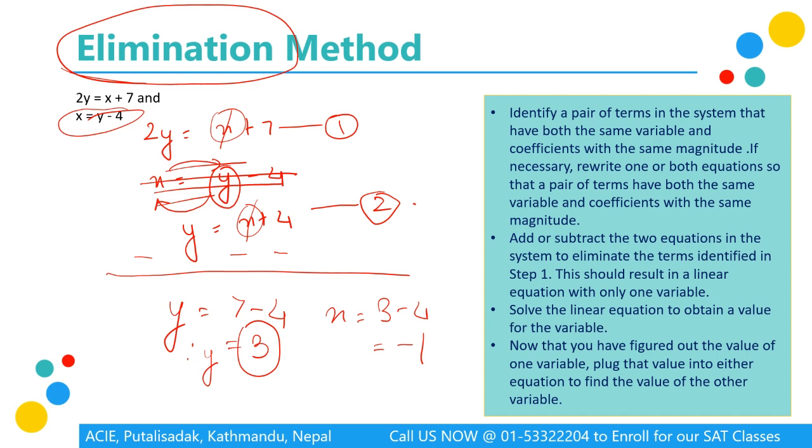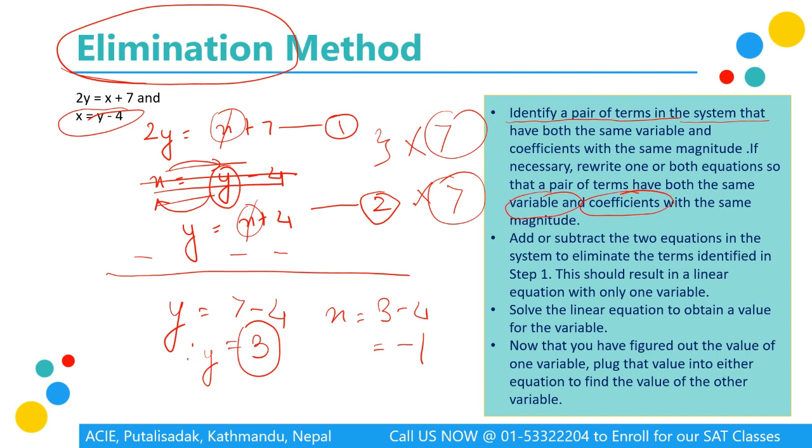So the elimination method in simpler questions can be a bit easier, but when you're dealing with harder questions, we might have to multiply it with other factors to get a common answer, like we have done in school time as well. So basically, the steps over here are four steps as well. First, you have to identify a pair of terms in the system that have both the same variables and coefficients with the same magnitude.